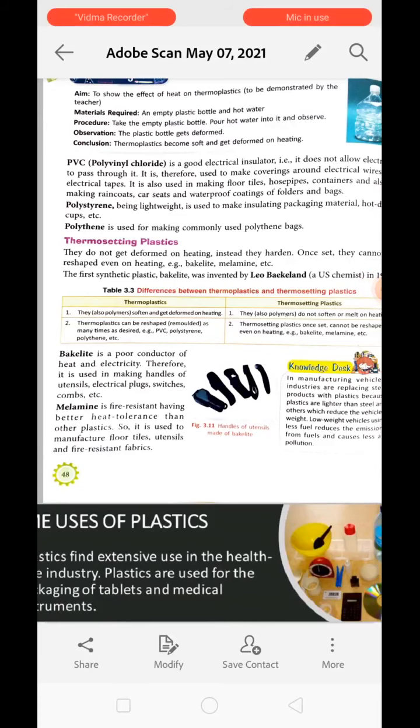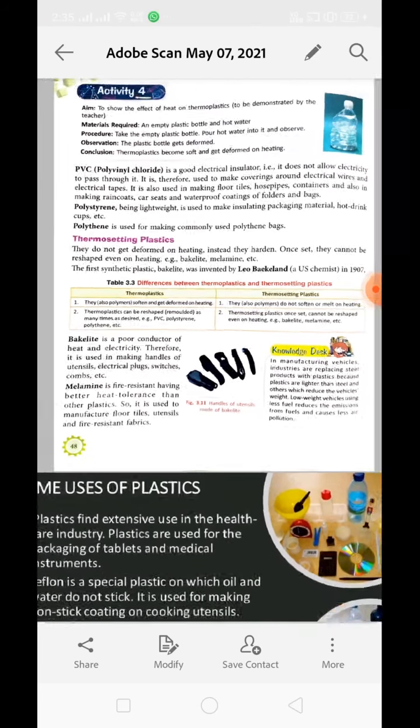Understood? Now even in the manufacturing industry of vehicles, we are using plastic. We are replacing the metal with plastic, which reduces the weight of the vehicle. If the weight of the vehicle is reduced, the vehicle will use less fuel to run. If less fuel is used, obviously it will produce less vehicular emission, which will reduce the pollution of the air as well.